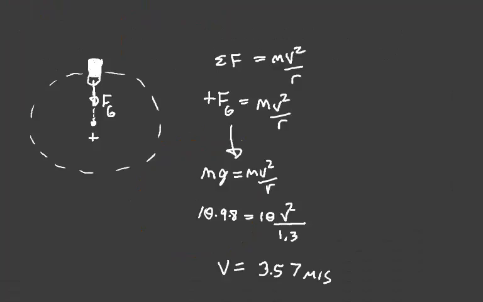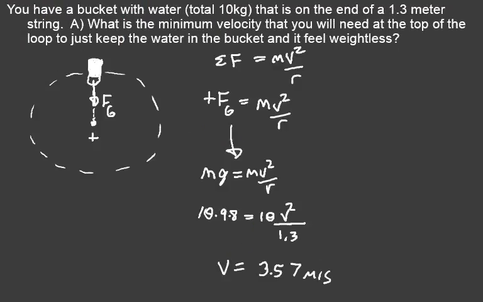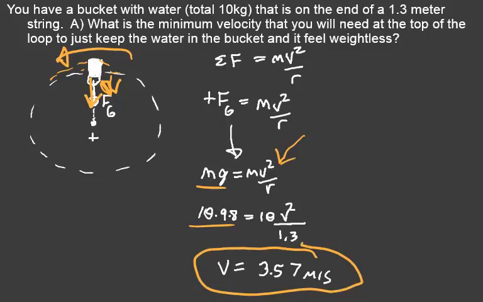All right, so for this one, we should get the only force to the middle is the force of gravity. Now, if we were swinging it faster, there would also be a force of tension that we would add to the force of gravity. But if it's weightless at the top, there's just the force of gravity, mg, and we're looking for the speed. And the speed comes out to be 3.57 meters per second as it spins around.